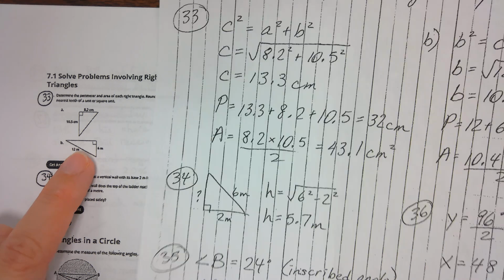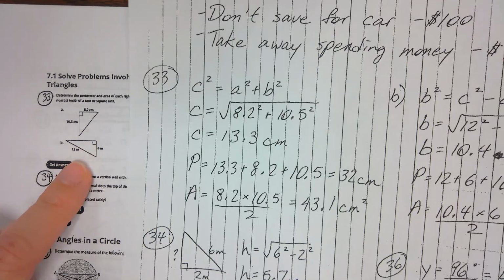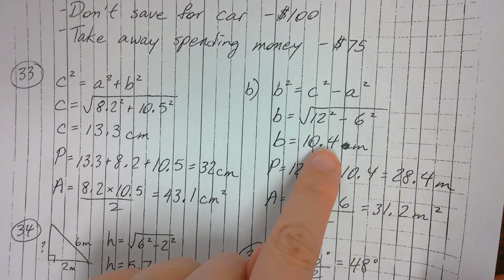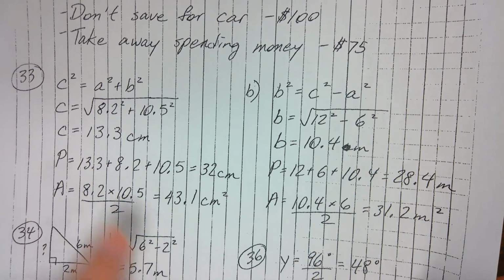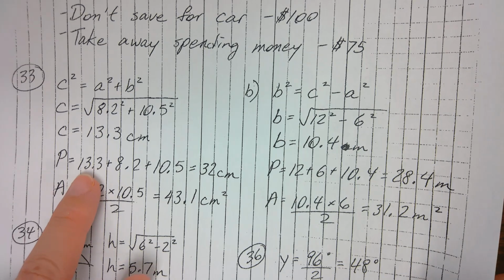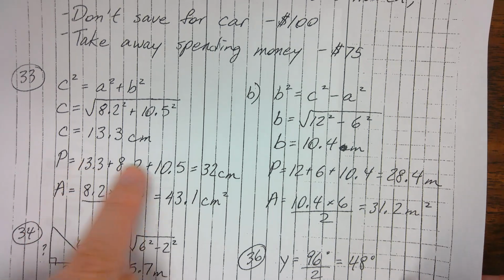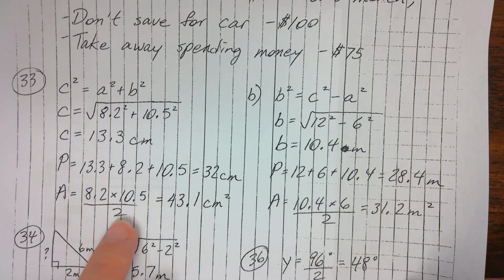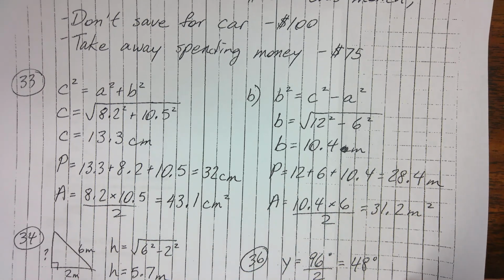Okay, number 33, right angle triangle, Pythagorean theorem. When you're looking for the hypotenuse, you're adding. When you're looking for the side leg, you are subtracting. That's all it really is. Remember to find the perimeter and area. Perimeter, you're just adding the outsides. And the area is base times height divided by 2. That's all it really is.